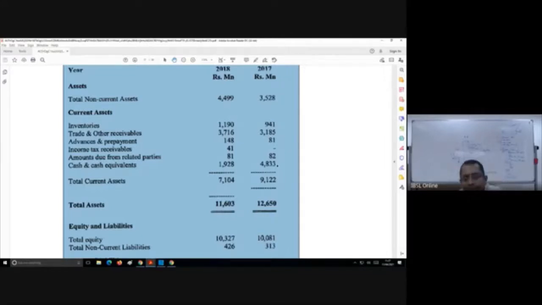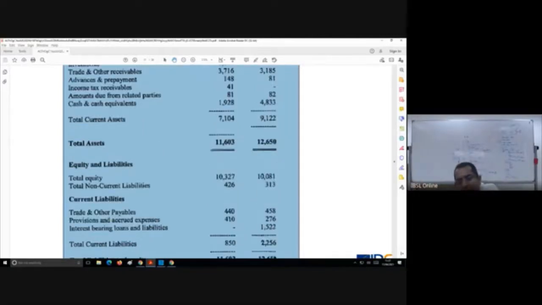That means it has gone somewhere else, out of current assets. Money has gone out somewhere else. See, your interest bearing loans and liabilities have come down from 1.5 to 0. That means the money which was held as cash has come down, used to repay your loans. That's why your current assets have come down.